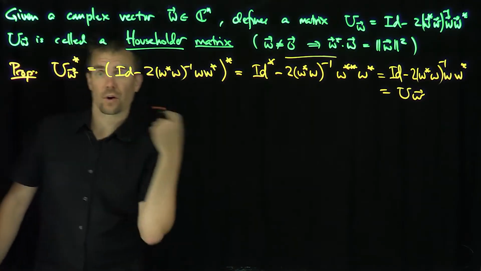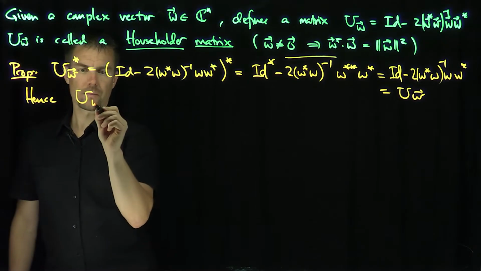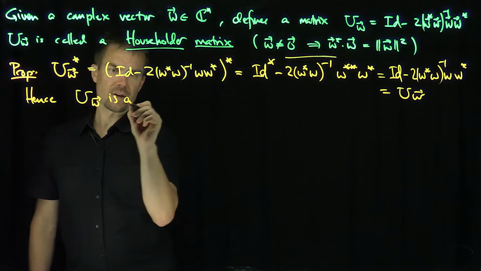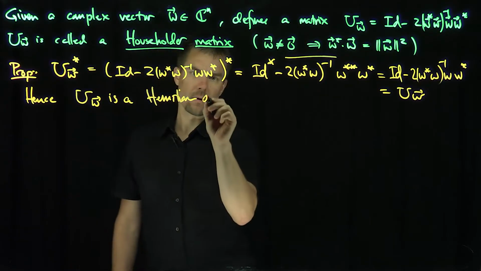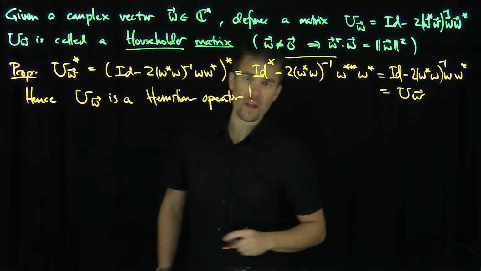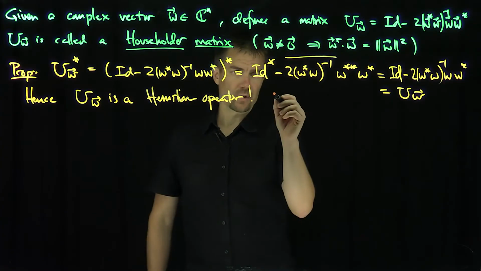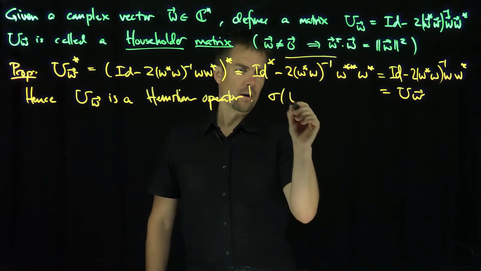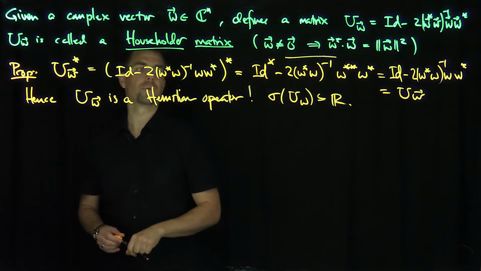So in other words, this is a Hermitian operator. So hence, U_W is a Hermitian operator. Okay, and that means it has real eigenvalues. So in other words, the eigenvalues are real. So in other words, the spectrum of U_W is a subset of the real line. Okay, that's a very, very useful thing.